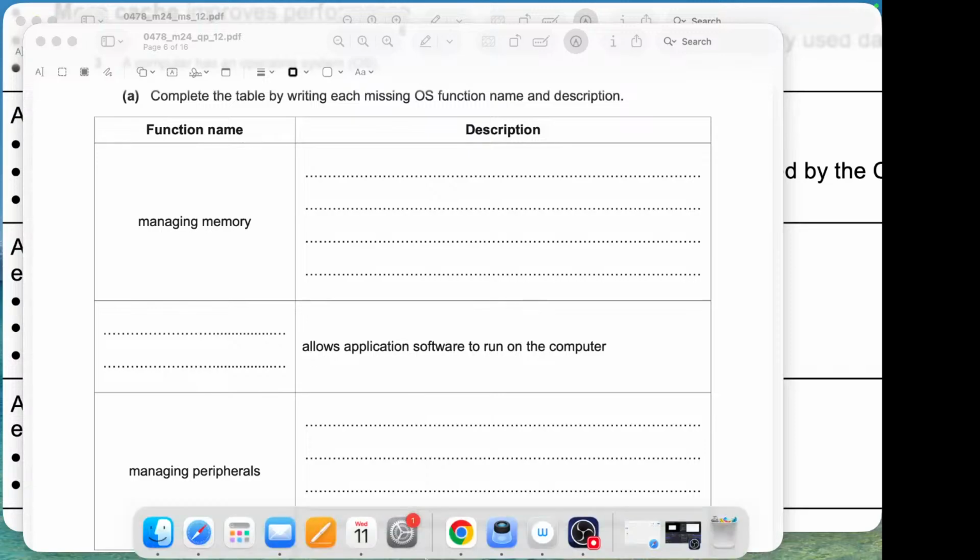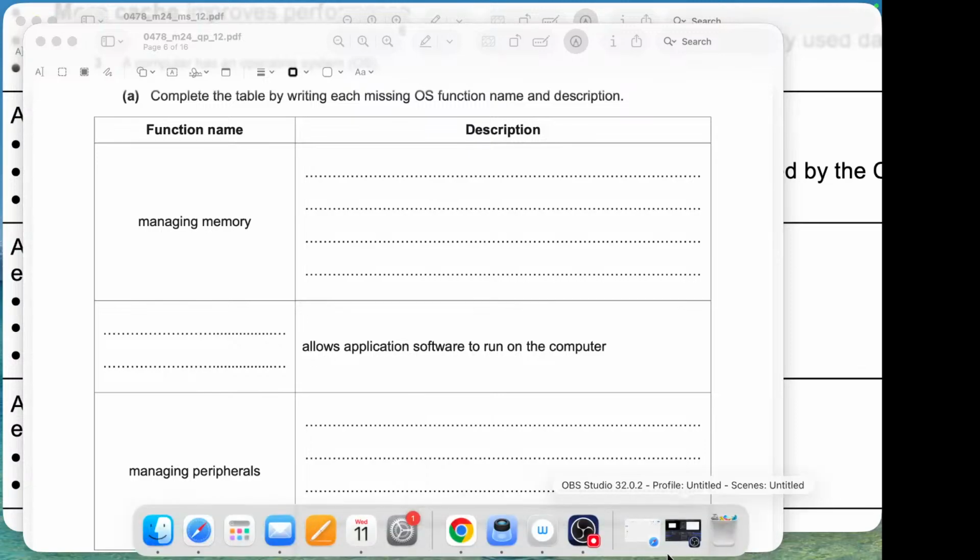I think for this one, it's quite hard not to give a circular definition. So what is managing memory? Well, it manages the memory. So yeah, let's have a look at the answers for this one.